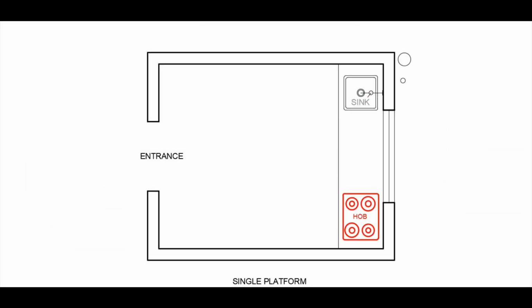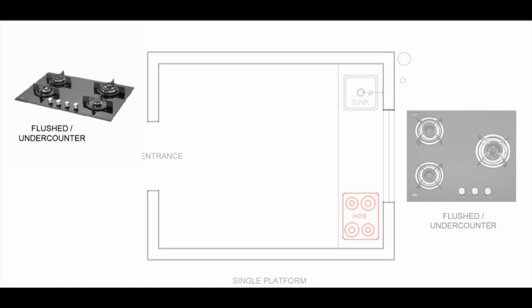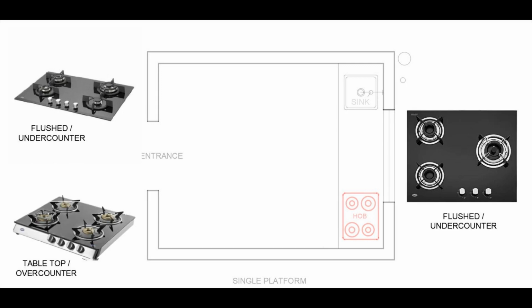Next comes the cooking hob. The cooking hob obviously will be on the opposite end of the platform since the platform is single and short. The cooking hob can be selected such that it is either flushed as an under counter or you also can buy a tabletop over counter.